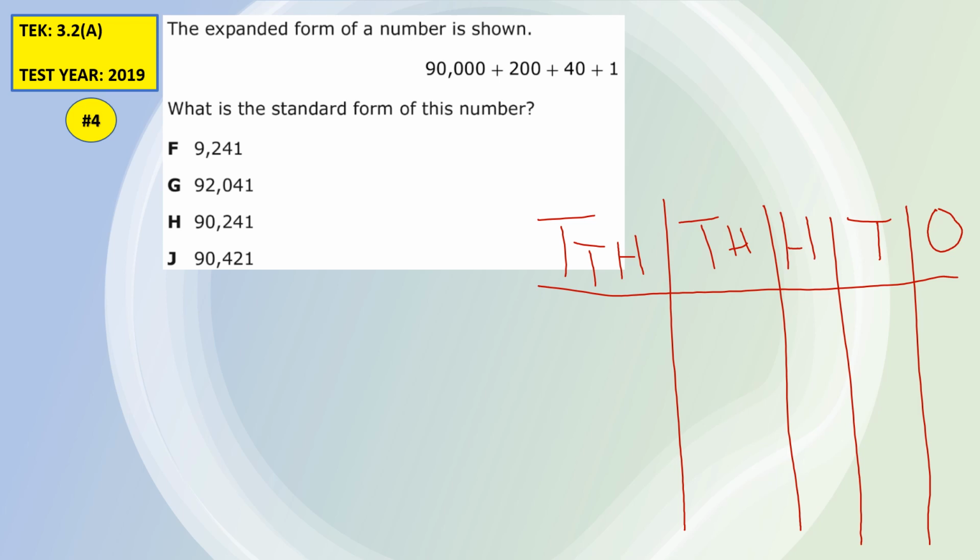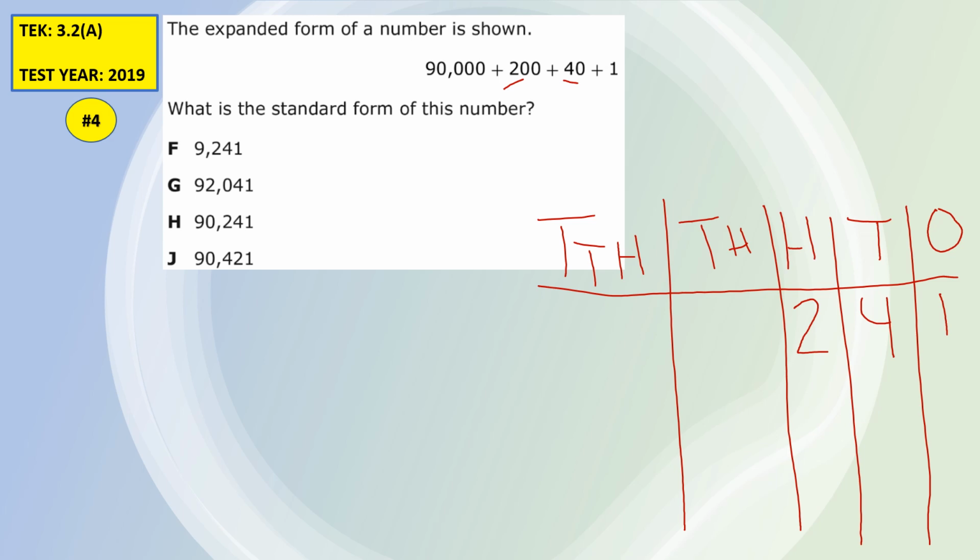Now let's start with the smallest number. The number 1 is one digit, and that one digit goes in the ones place. So let's put a 1 in the ones place. Now the number 40 belongs in the tens place. The digit that's in the tens place is a 4. So we're going to write a 4 in the tens place. The next number is 200. Well, that number would definitely belong in the hundreds place. And the digit that's in the hundreds place is 2. So we're going to write a 2 in the hundreds place.